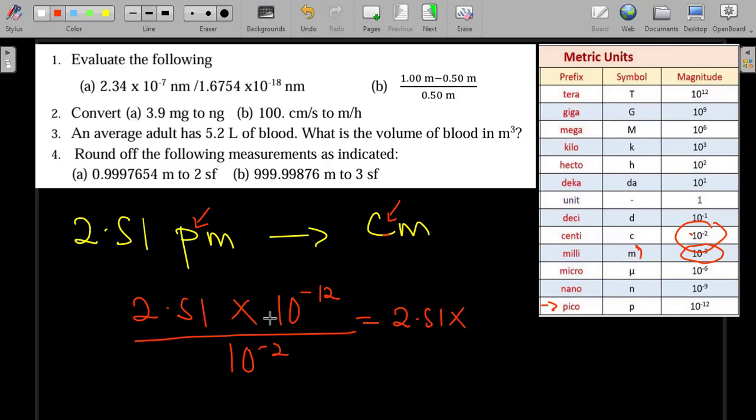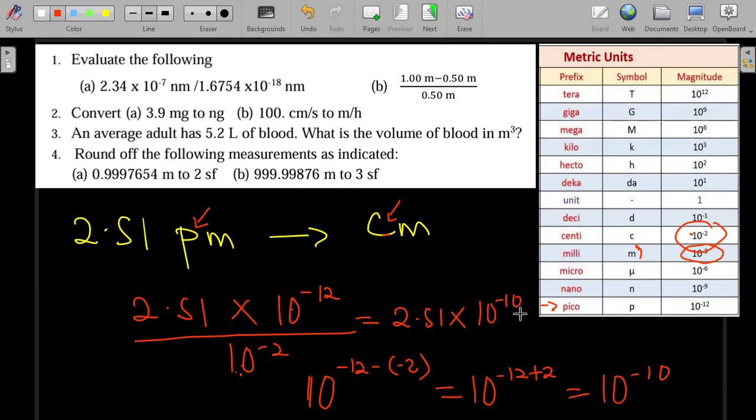And then I'll say times, and here this is 10 and 10, so I can do that trick, right? I can say 10 to the power minus 12 minus 2, since this one is in the denominator. So I'm dividing these two here. So that will just be 10 to the power minus 12 plus 2, which is just 10 to the power minus 10. So this will be 10 to the power minus 10 centimeters. So 2.51 picometers is the same as 2.51 times 10 to the power minus 10 centimeters. So that's how you can convert using the metric system.